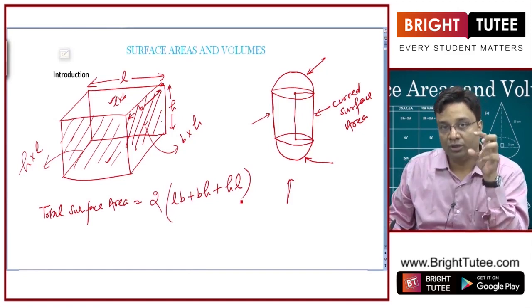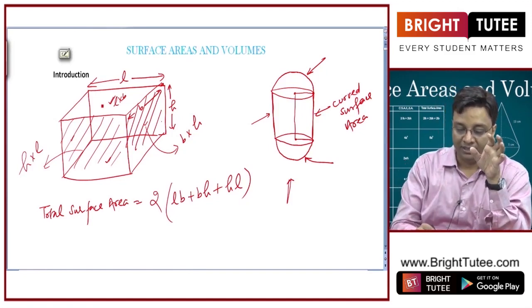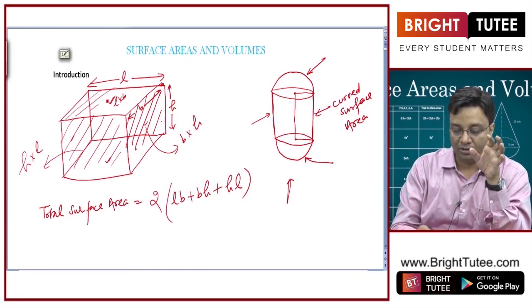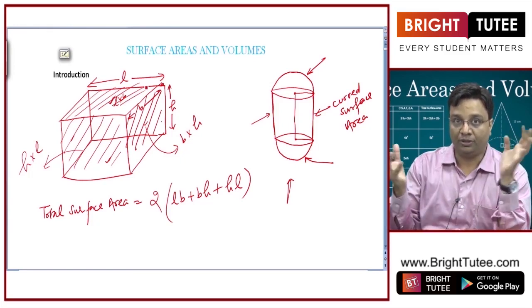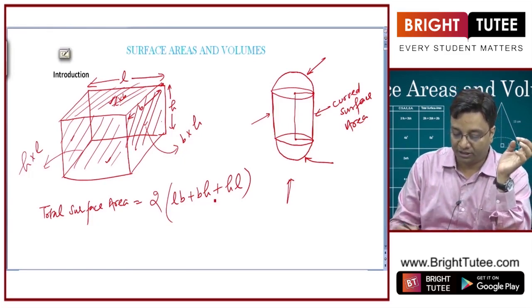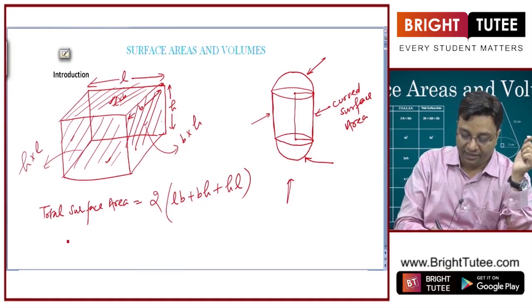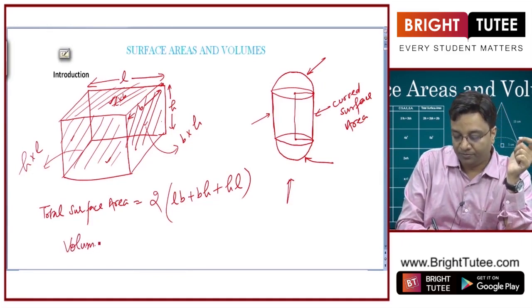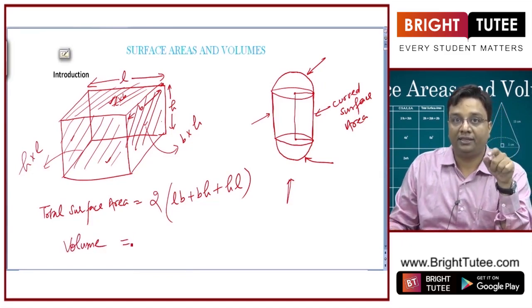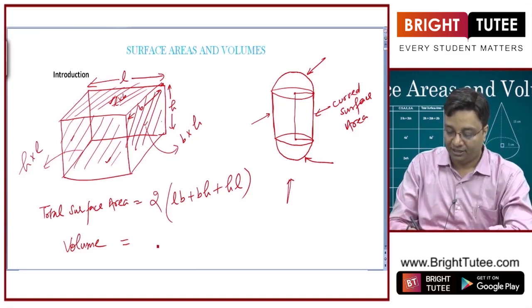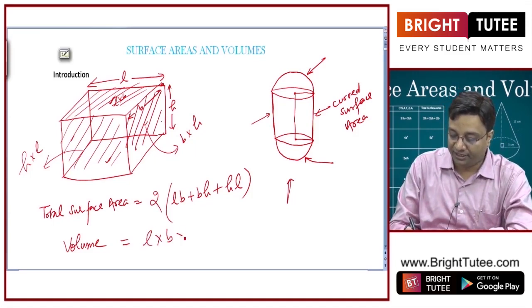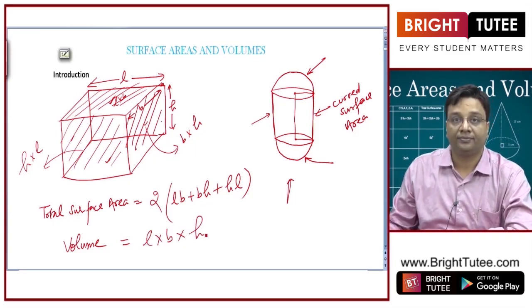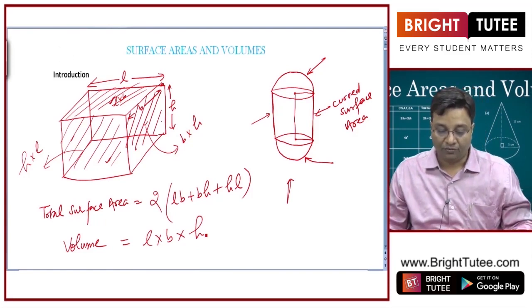And I am talking about a solid cuboid here, right? The top is solid, bottom is solid, nothing is open. Okay, so this is the total surface area. And what was the volume of a cuboid with length L, breadth B and height H? It was L into B into H. Okay, this was the volume.